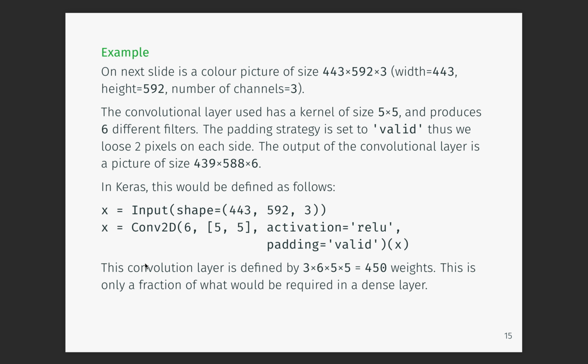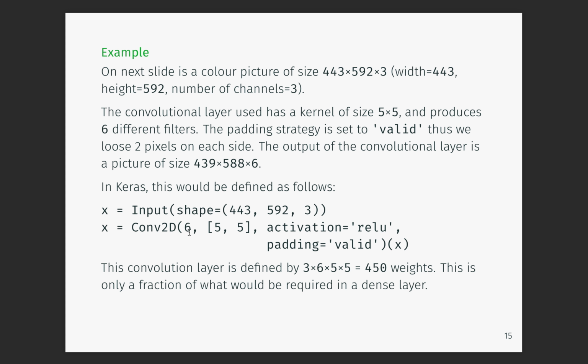If you look at a more detailed example, this is what you will get in Keras. You define your input, which is a picture of size, actually, this picture of the bird is 443 in width and 592 in height, and you have 3 color channels, so 3 channels as well for the last dimension. Then we feed that into a convolution layer, called conv2d in Keras, and basically the first number tells us the number of filters we're going to define.